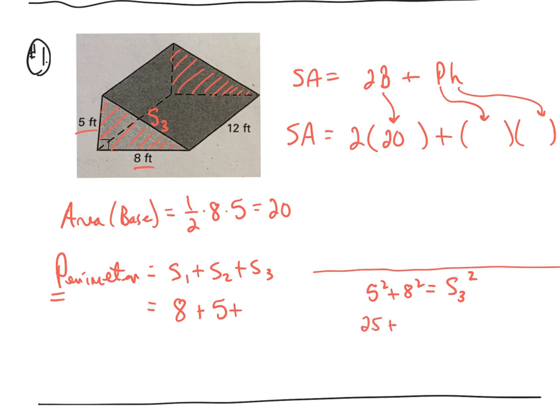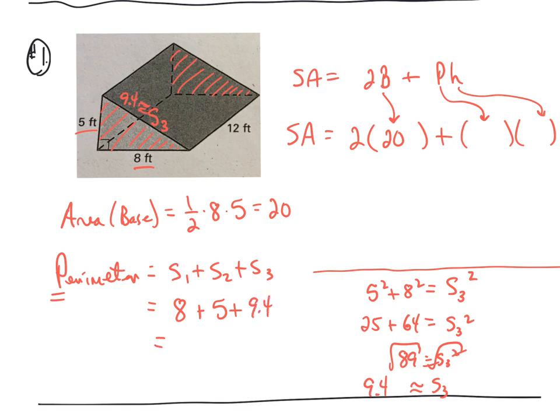5 squared is 25. 8 squared is 64. 25 and 64 is 89. And then to get rid of the power of 2, we take the square root of both sides. So the 3rd side then is going to be approximately 9.4 long. So that 3rd side is approximately 9.4.